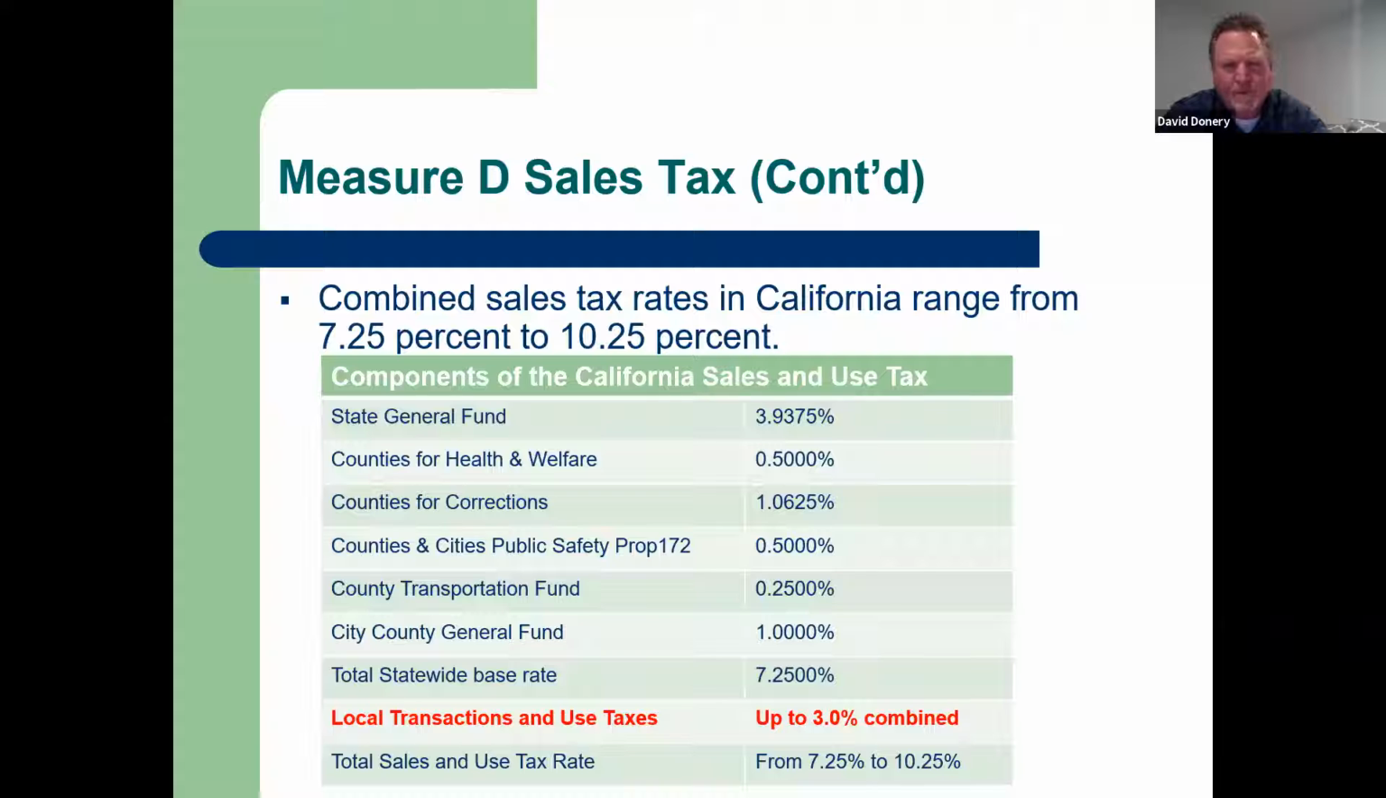From 7.25 to 10.25, what does that represent? Basically the baseline is 7.25. Then you have room to add, to go to 10.25. Gotcha.